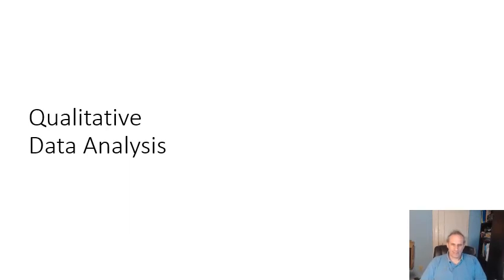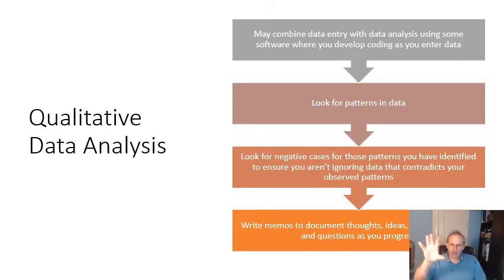Now, for qualitative data analysis, you're going to combine data from data analysis using some software where you develop code as you enter the data. Look for the patterns in the data. Look for negative cases for those patterns you have identified to ensure you aren't ignoring data that contradicts your observed patterns. And then write memos to document any additional thoughts, ideas, or any questions that you've generated that help you look for new themes and new ideas that come out of that qualitative data.